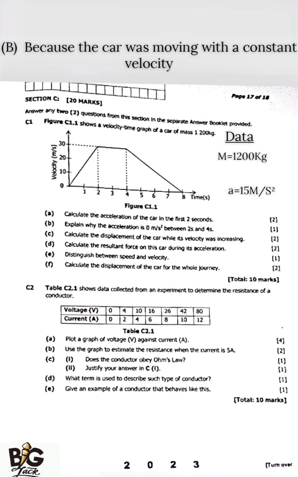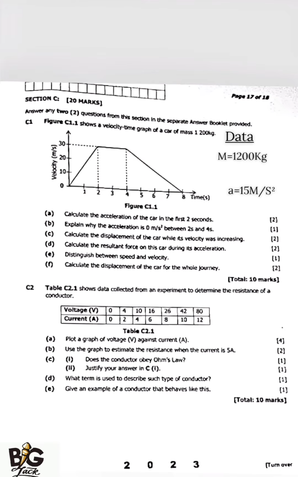Question C is calculate the displacement of the car while its velocity was increasing. While the velocity was increasing, the time was 2 seconds and the velocity was 30 meters per second. What you need to understand is that displacement or distance is equal to the area under the curve. As you can see on this diagram, this is a triangle.